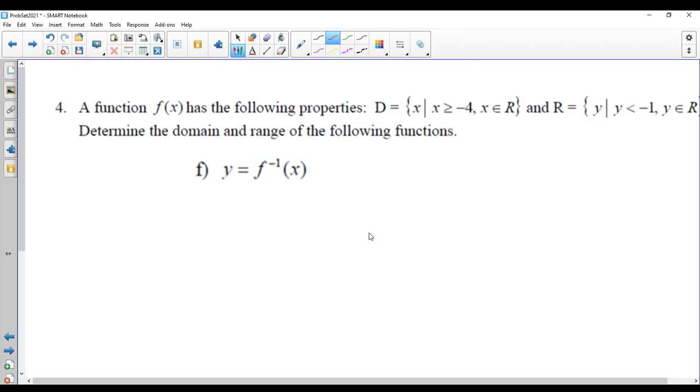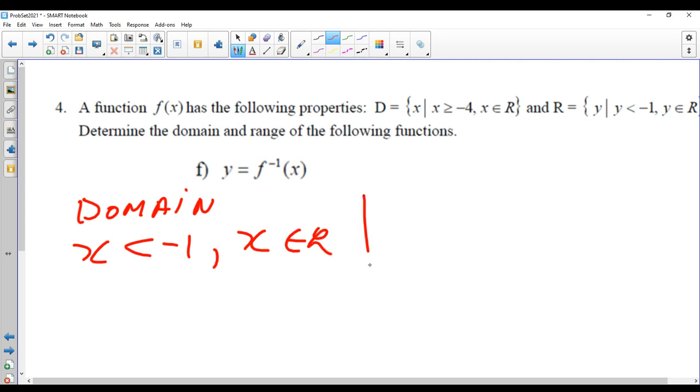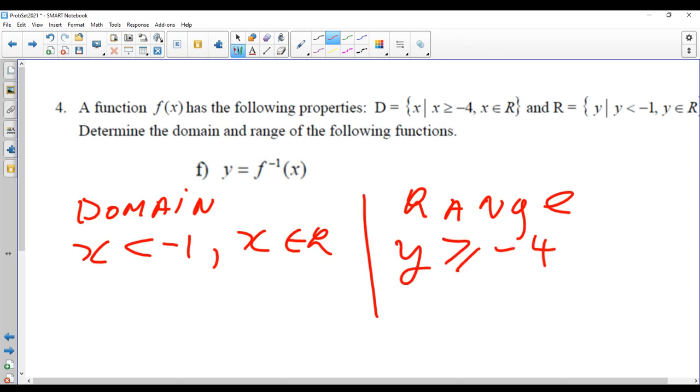Okay? So we're going to switch things up, turn things around. Here's my domain. It is what the range used to be. It's x is less than, but not equal to, minus 1, x in the reals. And my range is what the domain used to be. Y is greater than or equal to minus 4, y in the reals. Domain becomes the range, and the range becomes the domain. It is that simple. If you get this on the test, it is a gift.